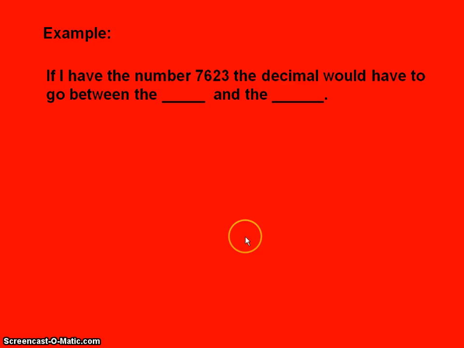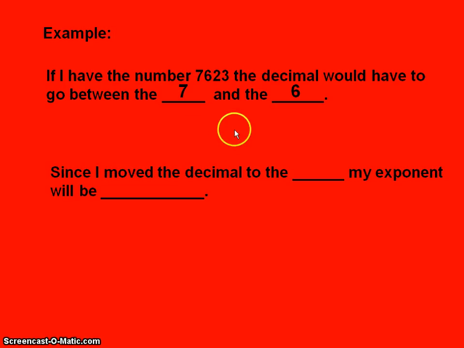Okay, so you have an example here. It says, if I have the number 7,623, the decimal would have to go between the blank and the blank. So they're asking you, what two numbers does the decimal have to go in between in order to make it a decimal in between 1 and 10? And if you can see this, it's going to go in between the 7 and the 6, because 7.623 is in between 1 and 10.